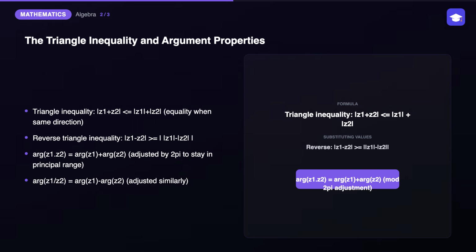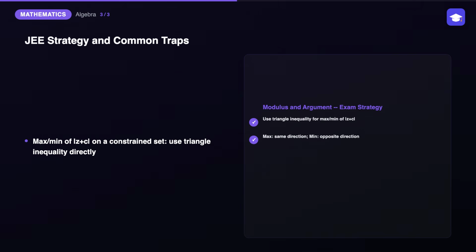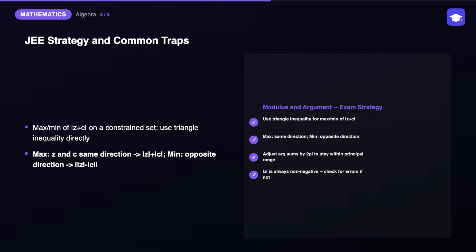again adjusted if necessary. A classic JEE application uses the triangle inequality to find the maximum or minimum possible value of mod z, given some constraint, like z lying on a specific circle, since the maximum of mod of z plus c for a fixed complex number c occurs when z and c point in the exact same direction, giving mod z plus mod c, while the minimum occurs when they point in opposite directions, giving the absolute difference instead.